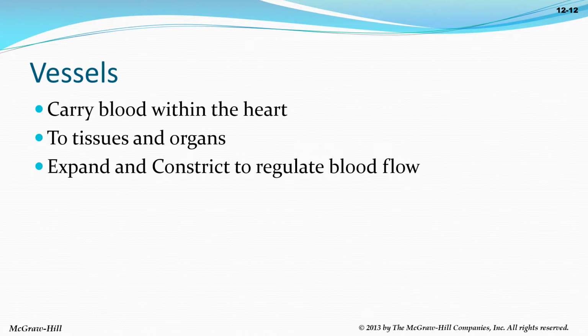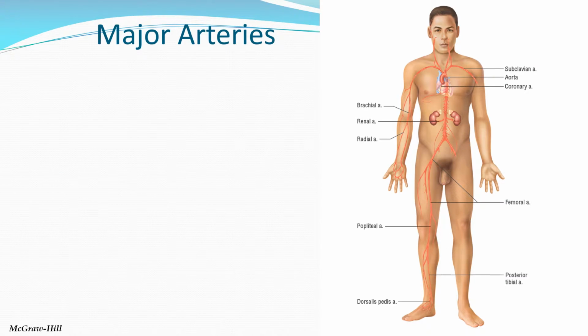Blood vessels, of course, is where blood flow is. Expand and constrict to increase or decrease flow, or pressure for filtration. Major arteries. So brachial, upper arm, radial, thumb side or pinky side? Thumb side. Popliteal, so behind the knee. Patella is front of the knee. Popliteal is behind. And then the front of the foot, dorsalis pedis.